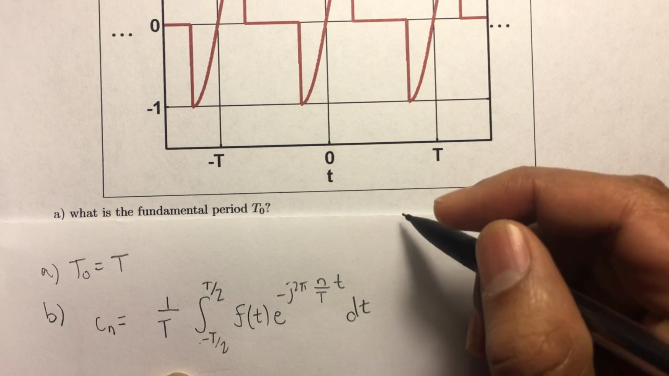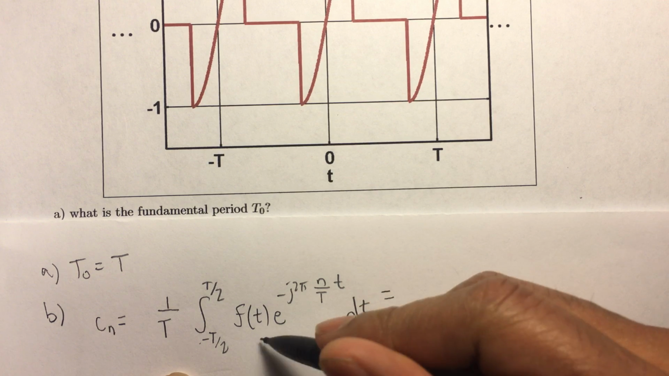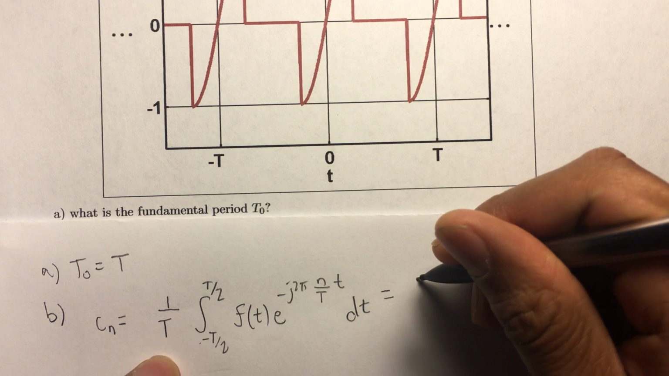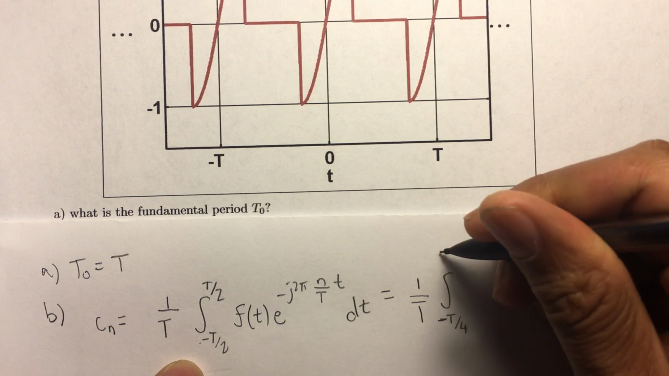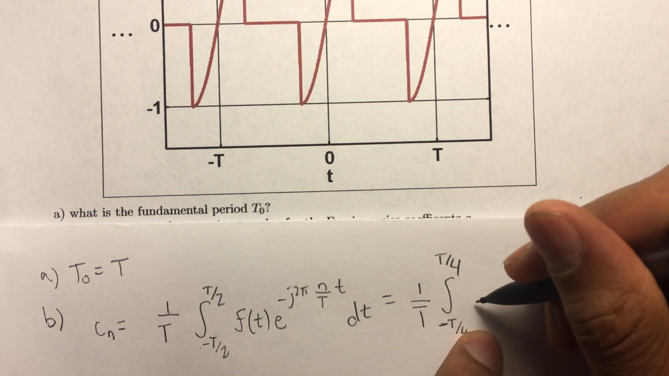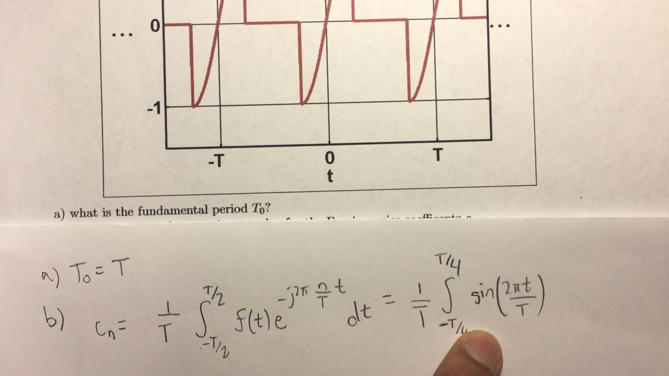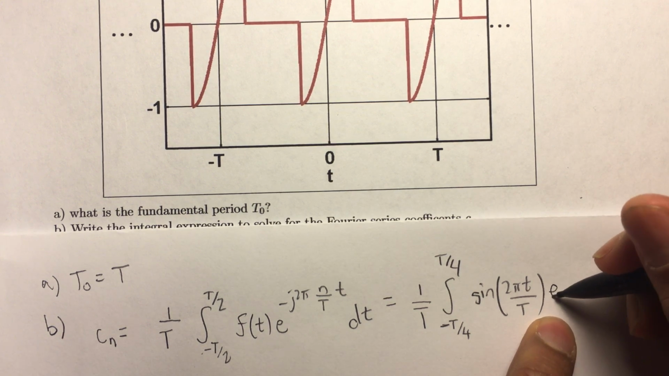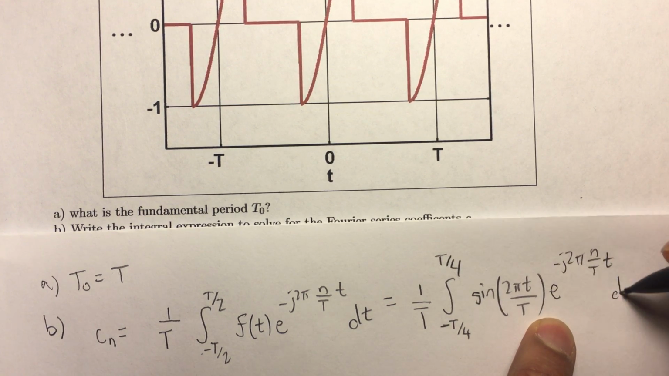Okay, and we can further simplify this. f of t is a sinusoid, so this would be equal to 1 over T, integral from minus T over 4 to T over 4. f of t is sine 2 pi times little t over big T. Then we have e to the minus j 2 pi n over T times t dt.